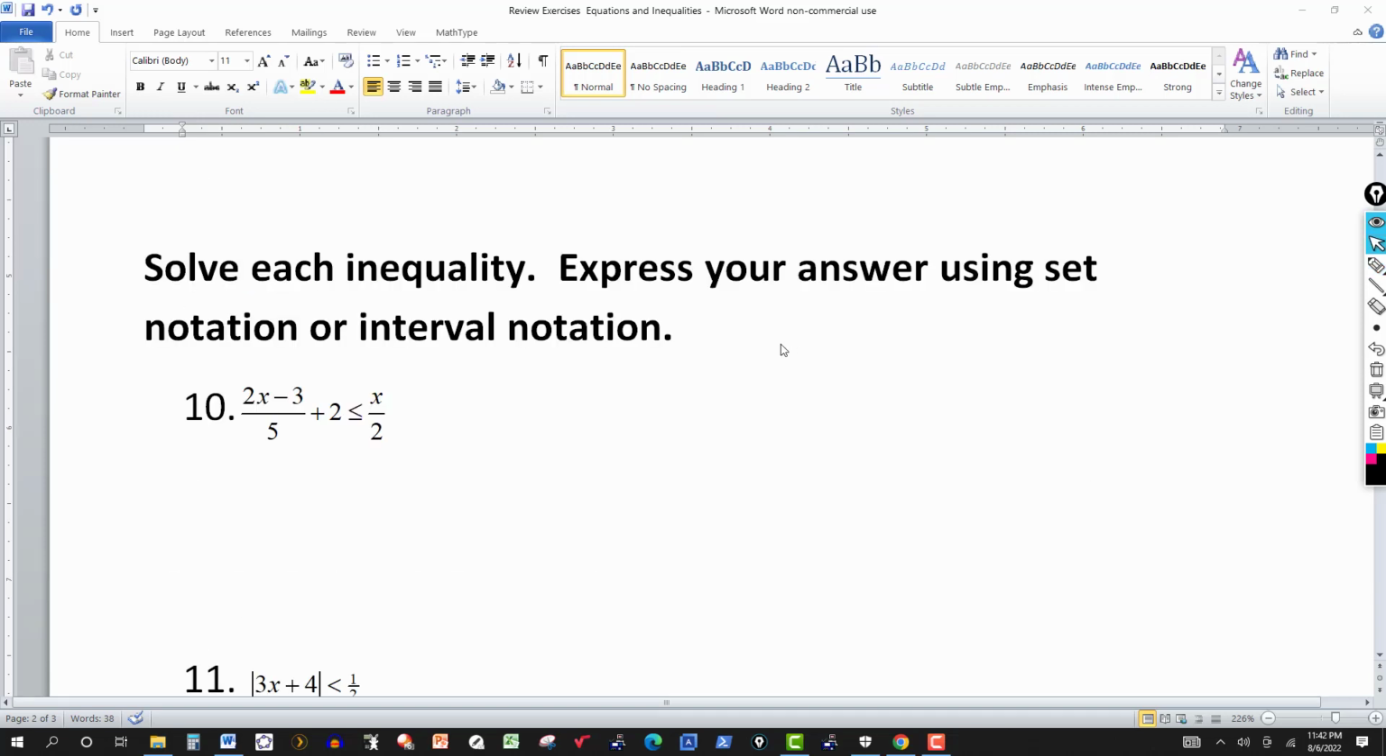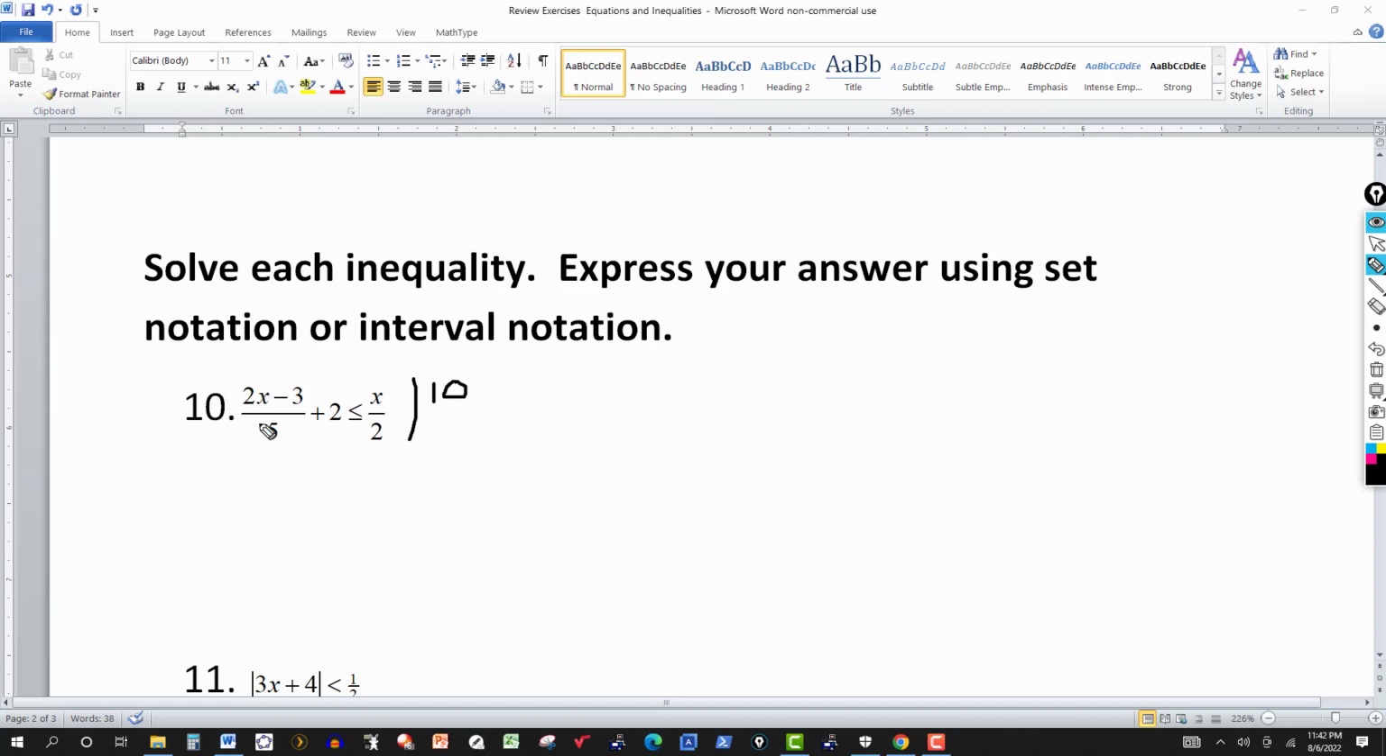The next one, you solve each inequality, express your answer using set notation or interval notation. Now, solving an inequality is pretty much like solving an equation. You can add the same number to both sides, multiply both sides by a number. You just got to remember that if you multiply both sides by a negative, you have to change the direction of the inequality. So here what I'm going to do, I'm going to clear the fractions like I would in a regular equation. Except this one's an inequality, so the LCD of 5 and 2 is 10, so I'm going to multiply through by 10.